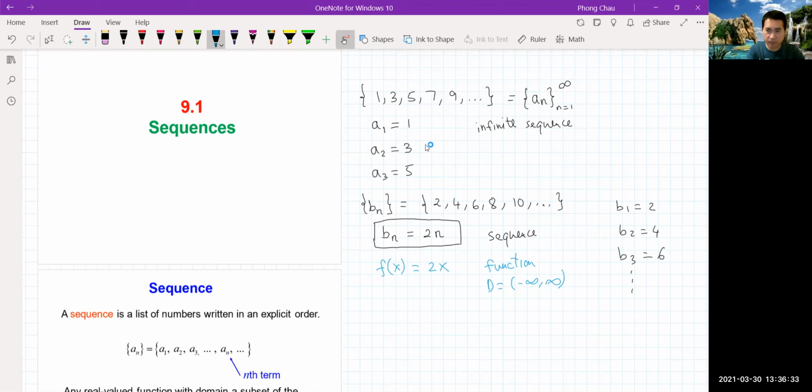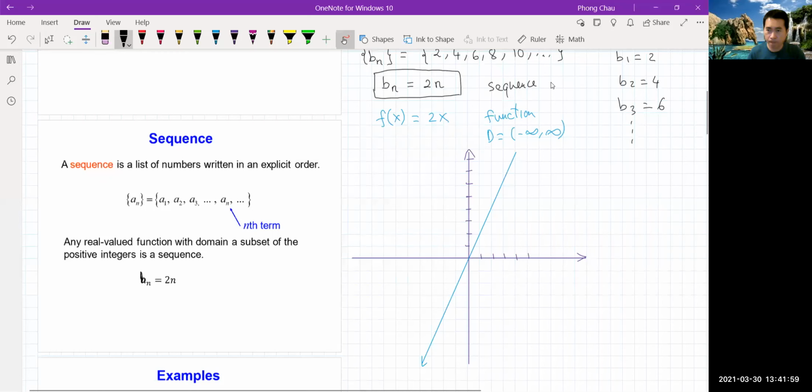So when it comes to graphing, here's the graph of f of x equals 2x, right? So we know this one. This is a line with slope 2, so it goes through this point, 1, 2, right? And then it goes through 0, 0, and negative 1, negative 2, so it goes through this point. So it's a line.